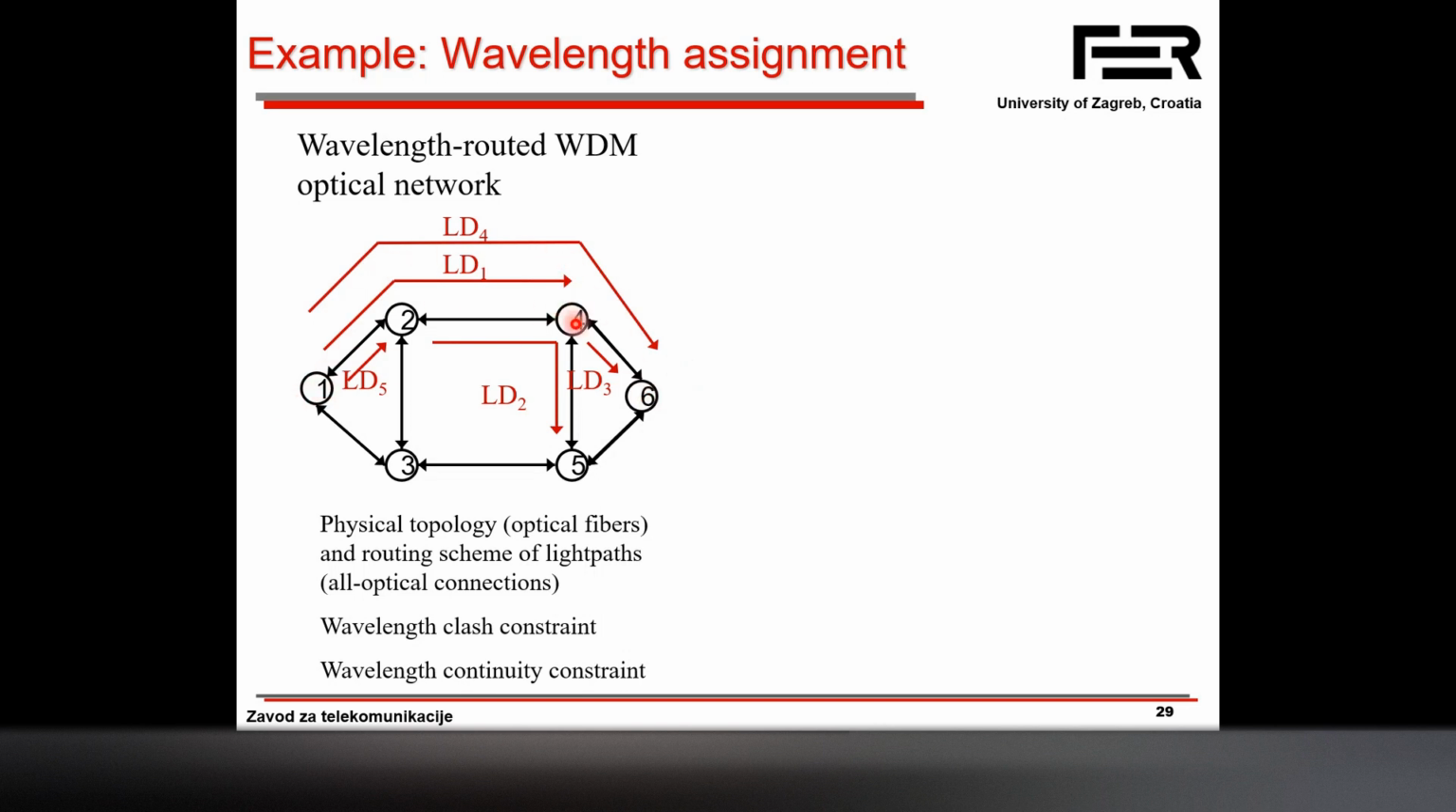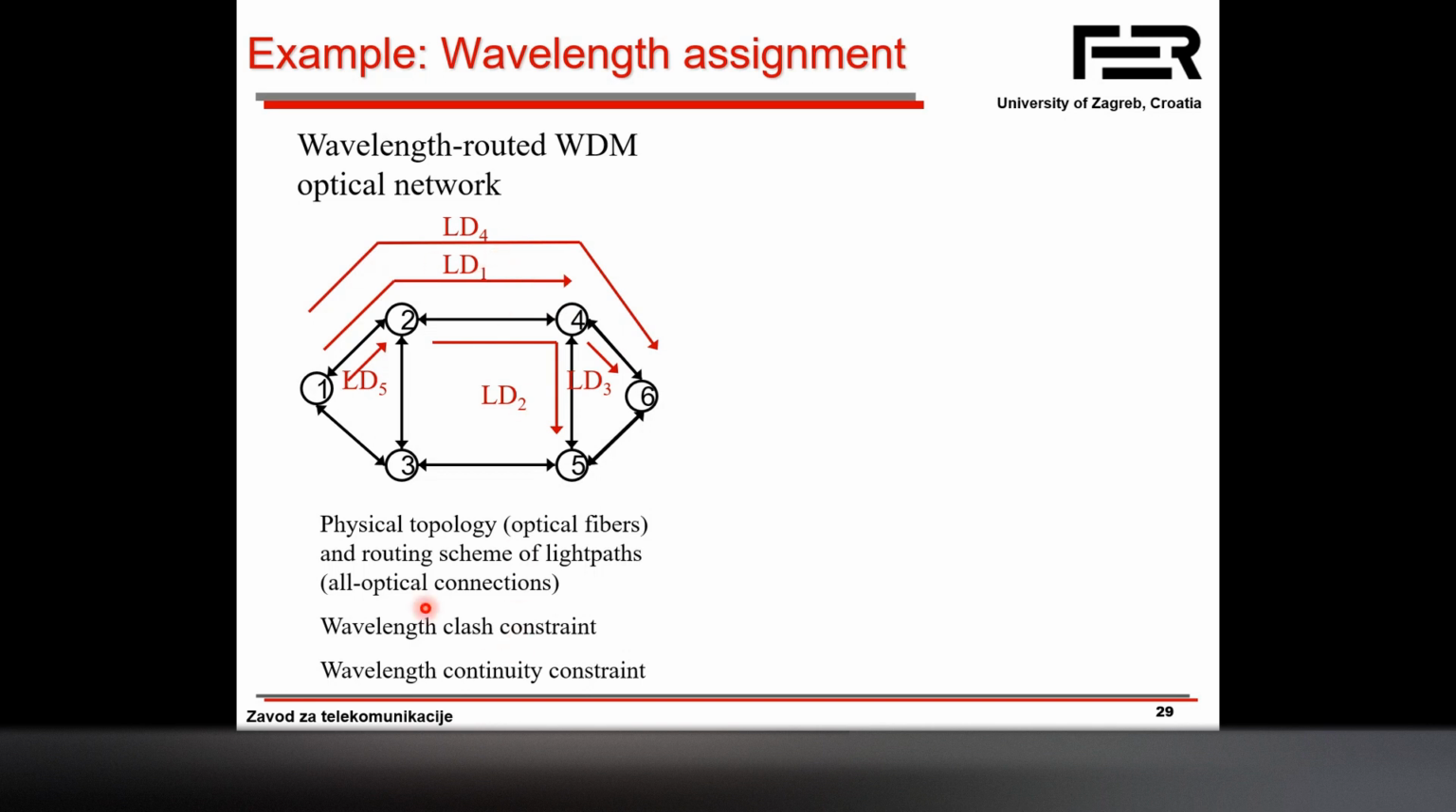Node 1 is also communicating with node 4, also with node 2. Node 2 is communicating with node 5, and so on. And these are referred to as light paths or all optical connections. Now, what we want to do is try to assign different wavelengths to these connections.